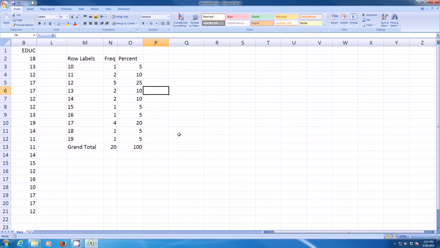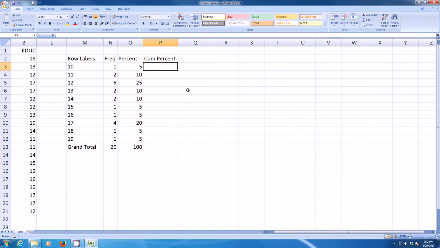Now I can calculate a cumulative percent by taking a running total. Basically I'm going to take the percent of the first one and carry it over, and then take that value and add it to the percent of the next category. I continue doing that until I've reached the end. And notice that should sum to 100. Again, I can just pull that down to get the values for each one.